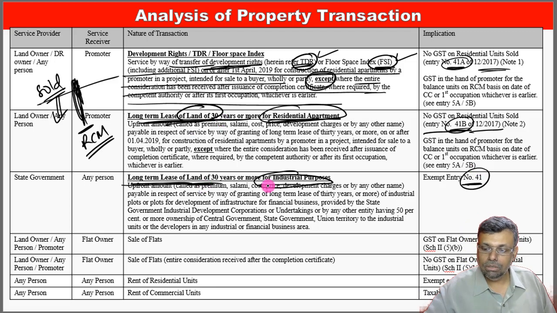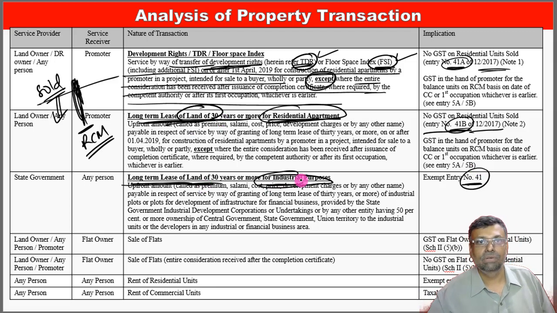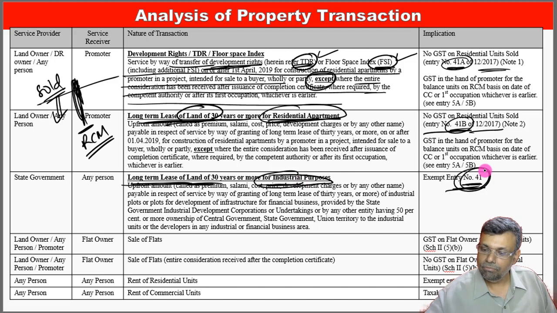And had it been a long-term lease of land for the industrial purposes, for example, state industrial corporations give very big lease of land for the industrial development, all those kind of transactions are given a full exemption in the GST. So for that there is no GST burden. This is your entry number 41.